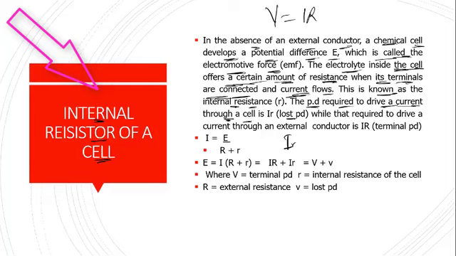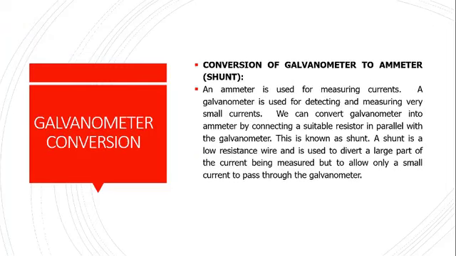Alright, so we have I, current, equal to the EMF of the cell over capital R plus small r. Capital R is external resistance, small r is internal resistance of the cell. At any point in time, you can make either of the quantities the subject of the formula.